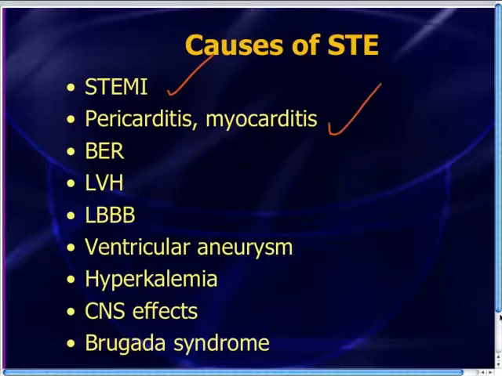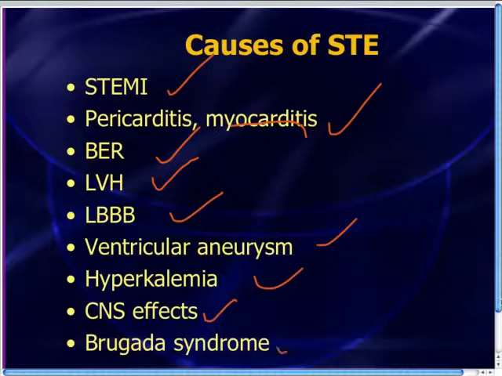Pericarditis and myocarditis, early repolarization, and then some of the other annoying things like LVH, which is probably the biggest and toughest mimic that we've got. Left bundle, aneurysm, hyperkalemia, the syphilis of electrocardiography. It can do anything to the 12-lead. And although we haven't talked about it before, you could also classify CNS effects and also even myocarditis as syphilitic, because they can do a lot of different things to the 12-lead EKG as well, and also Brugada syndrome.